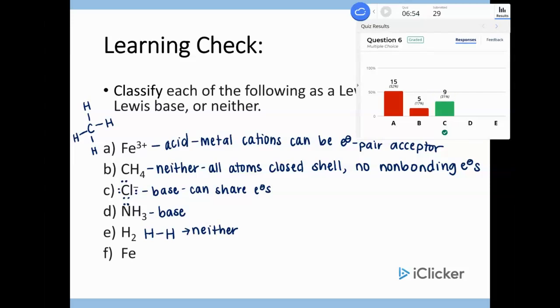And then last, let's see what we said for this one. Okay, so I think A was acid. Metals often don't have an anionic charge, so a negative charge. If anything, they'll give away electrons to become positive. So Fe is neither.